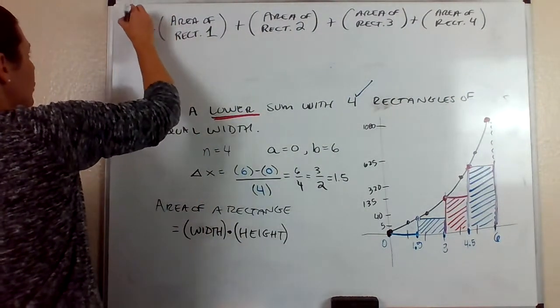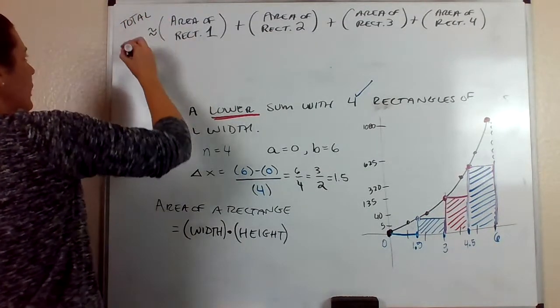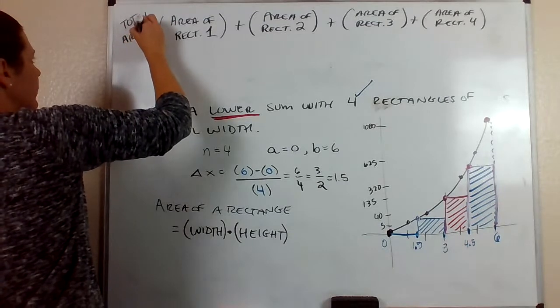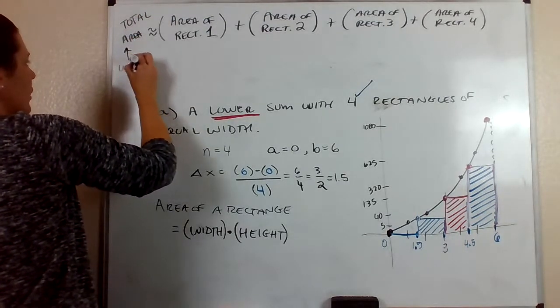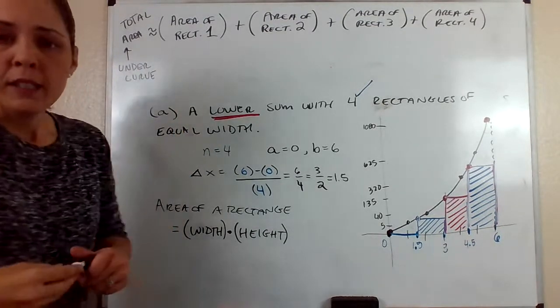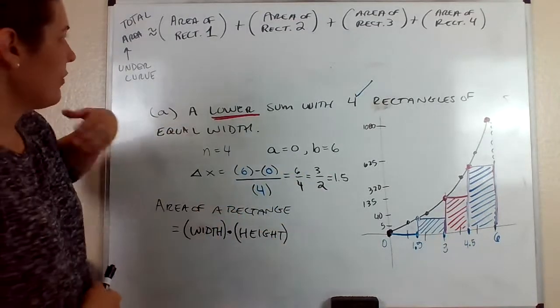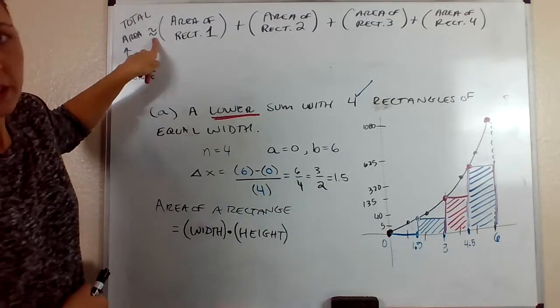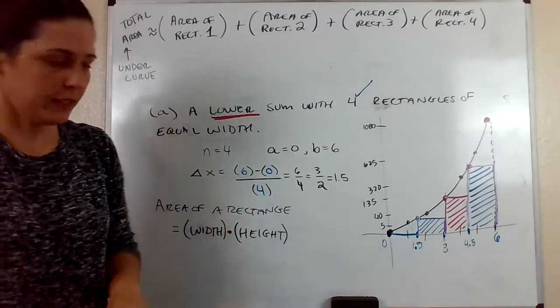So I'll say total area. Let me put approximately. So approximately total area. And this is under the curve. So officially, this is under the curve of the function. So the process is, the area under this curve is going to be found by estimating it using areas of rectangles, because areas of rectangles are nicely done.